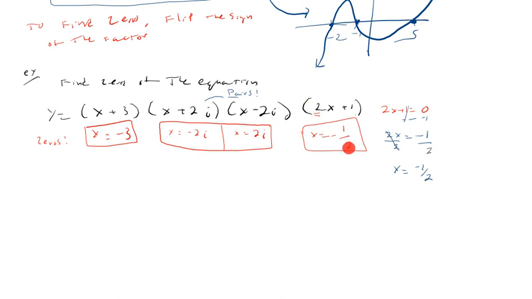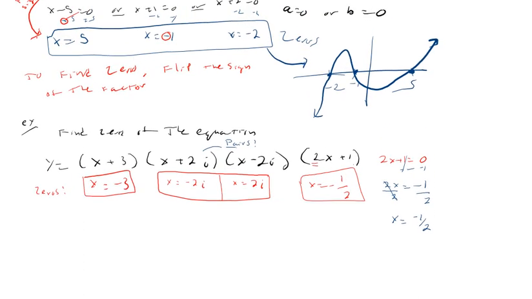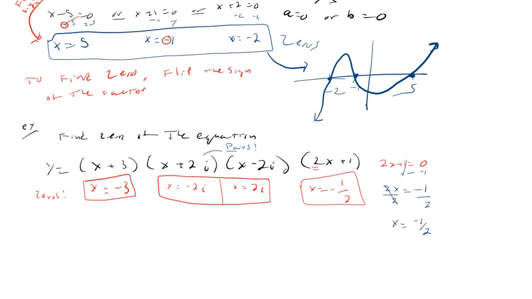Not hard, right? Just finding the zeros. But understanding the connection that these numbers represent the places where the graph is going to cross the x-axis. The imaginary ones are not going to cross. They're going to be some loop up above, right? We can look at this equation and find out what it's going to do. But that's the connection.